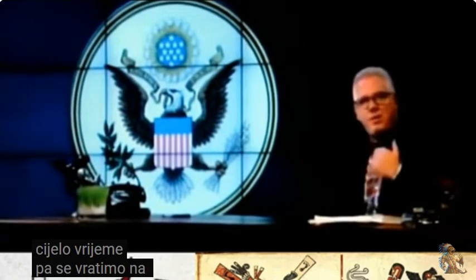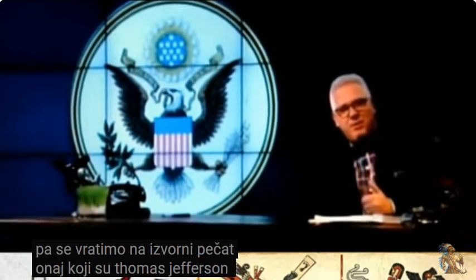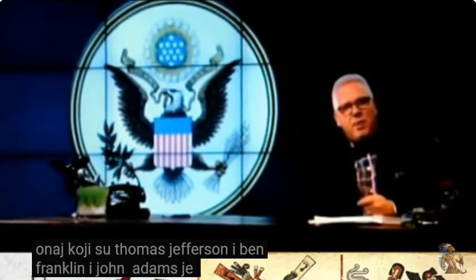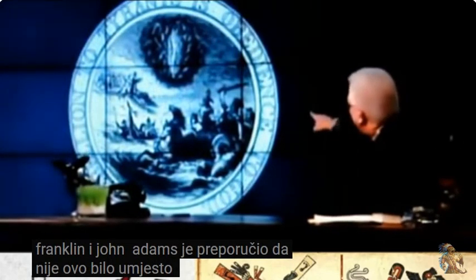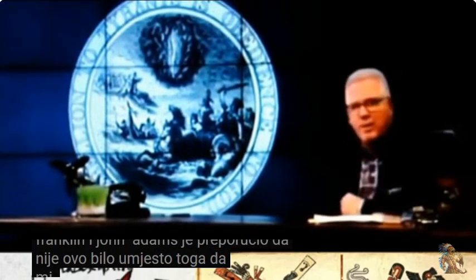So let's go back to the original seal. The one that Thomas Jefferson and Ben Franklin and John Adams recommended. It wasn't this. It was instead that one. Tell me that one. Moses leading the Israelites across the Red Sea by a pillar of fire. Hello? Look at the clouds around the fire in the center in exactly the same position as the eagle.